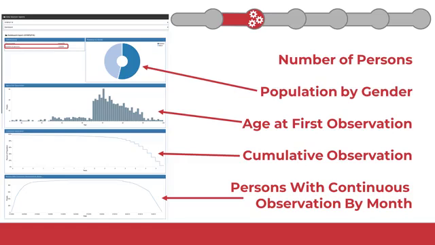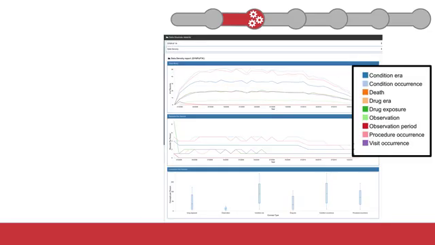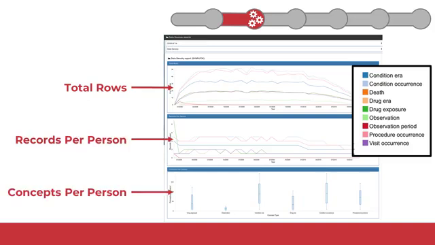information about a specific individual. We now move to the data density visualization. This display shows the total number of rows, records per person, and concepts per person for each of the 9 tables listed on the right side. This data visualization can highlight any data quality issues associated with periods of missing data within and across tables.